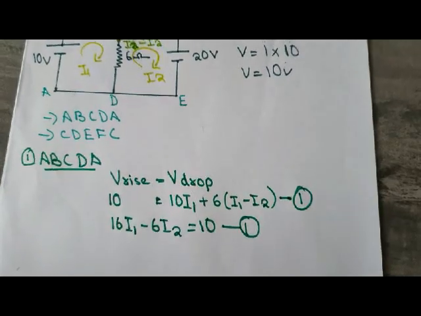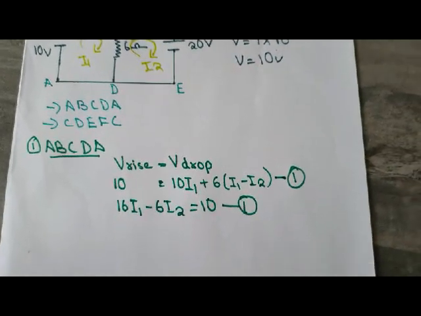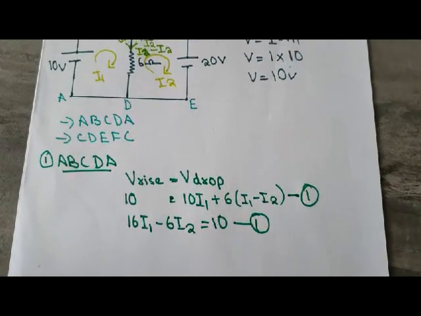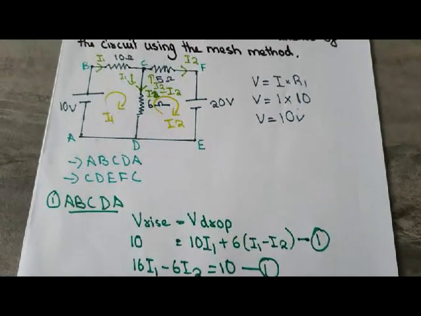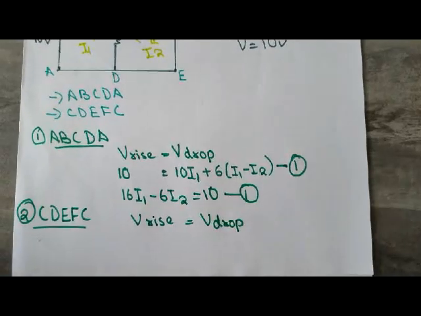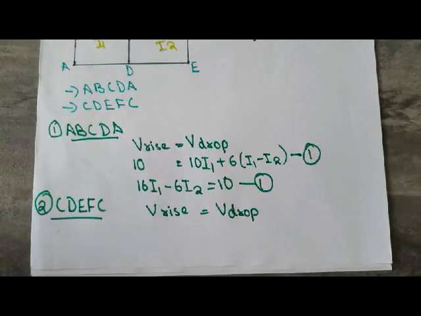When you simplify the equation, this is what you get. 16I1 minus 6I2 equal to 10. So that's our equation number 1, which we got from our first mesh A, B, C, D, A. Now let's move on to the second mesh. So C, D, E, F, C, the second mesh.